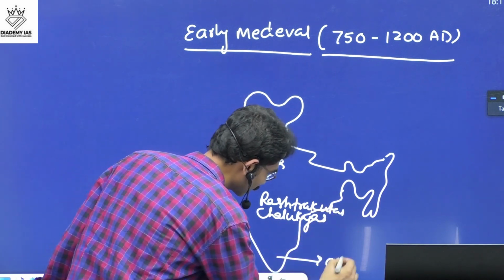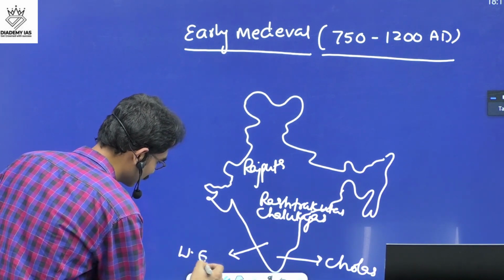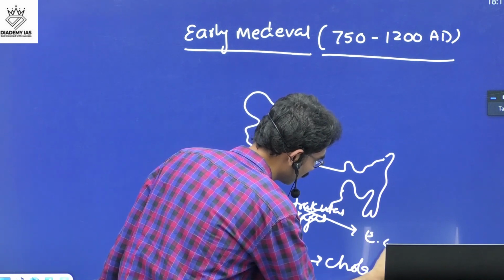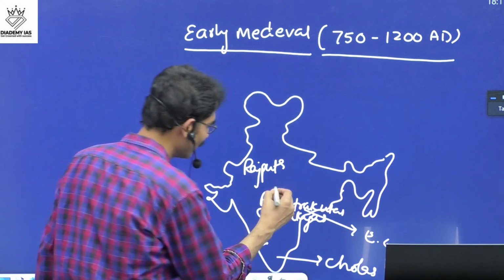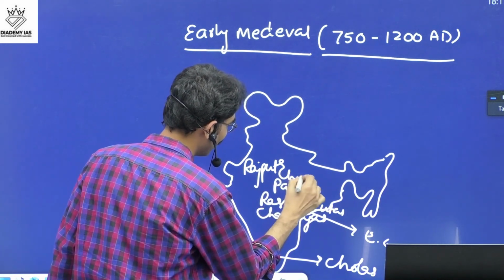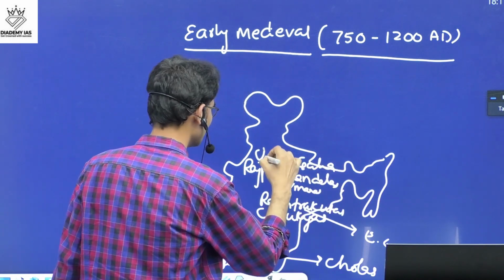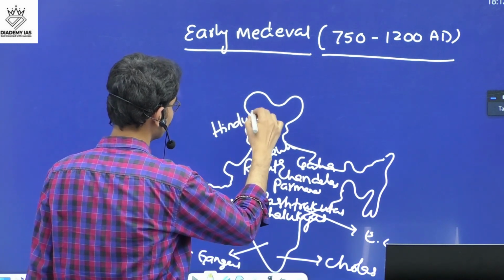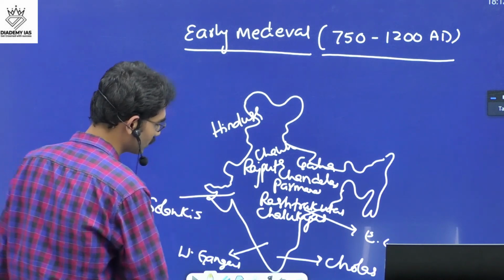Then when it comes to here, Cholas were there. Then here, Western Gangas. You will see so many people in Orissa, Eastern Gangas. And in Rajput itself, so many like Paramaras, Chandelas, Gahadwalas, and Chauhans. Here, Hindu Shahis. Here, Solankis. Now you see how confusing this area is.